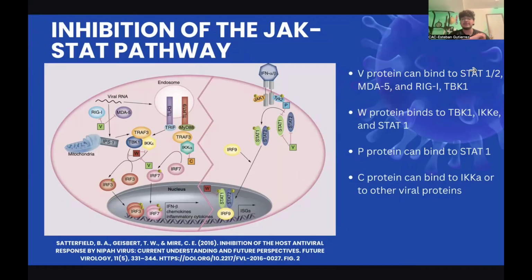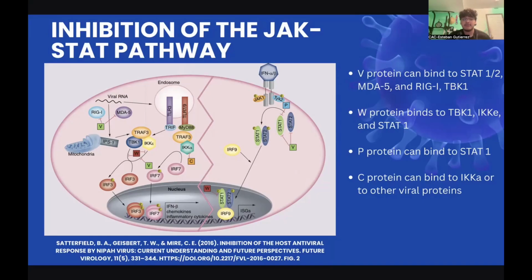The accessory proteins W, V, and C, alongside proteins P, have some form of immune antagonism in the JAK-STAT pathway. The first form of inhibition we see is V proteins binding to RIG-I and MDA5 to stop phosphorylation or activation of these proteins, blocking the production of IFN-beta.